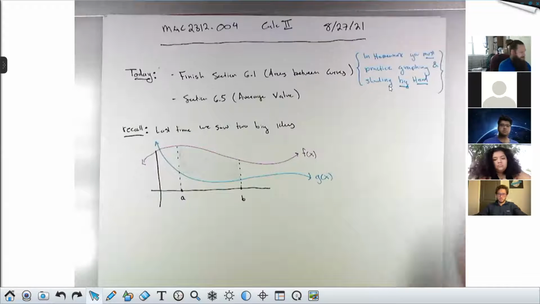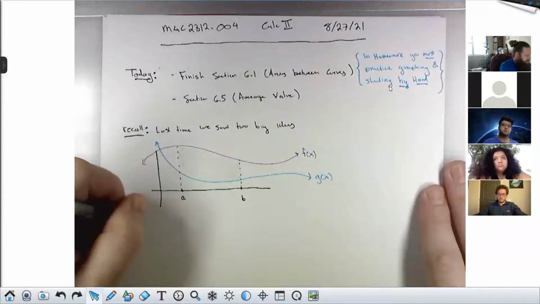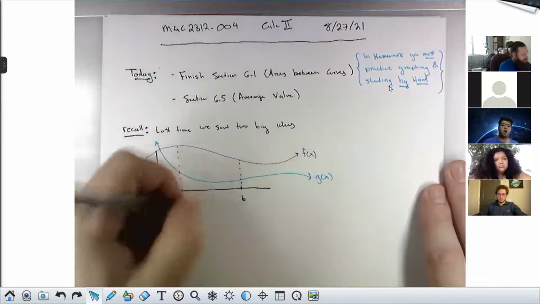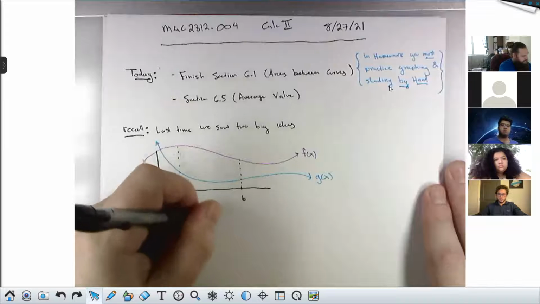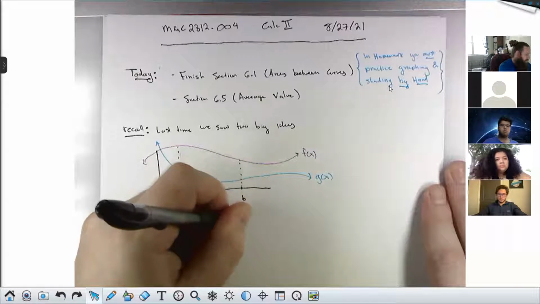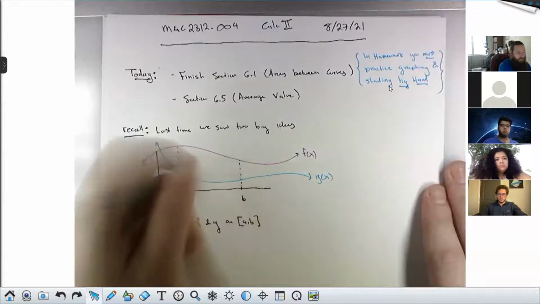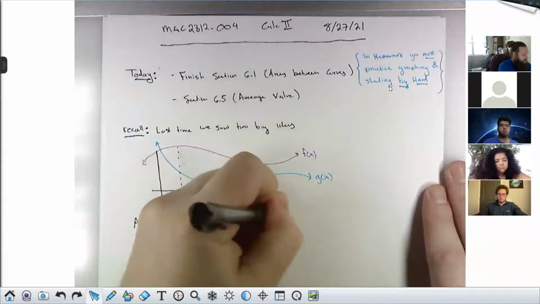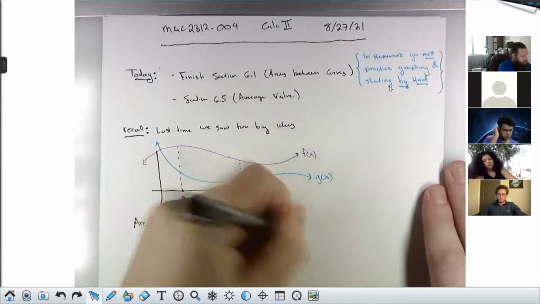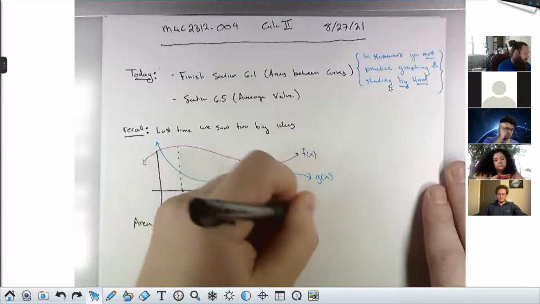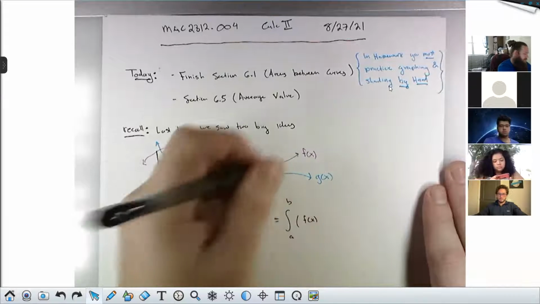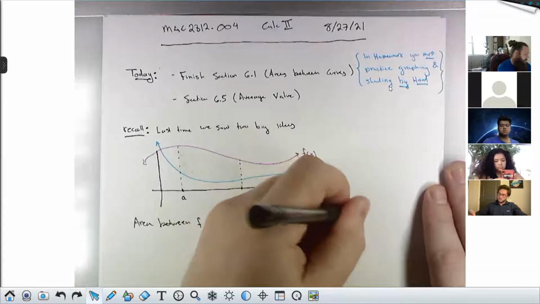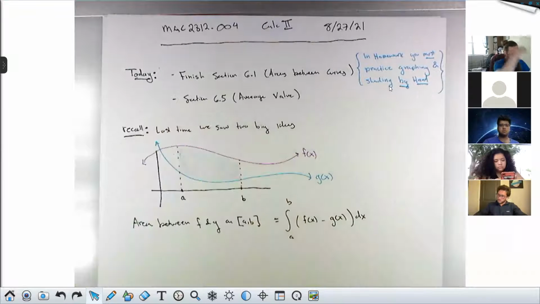So the area between the curves on the interval a, b, this is the shaded area above, is the integral from a to b of f of x, the upper function, minus g of x, the lower function. You integrate the upper minus the lower.